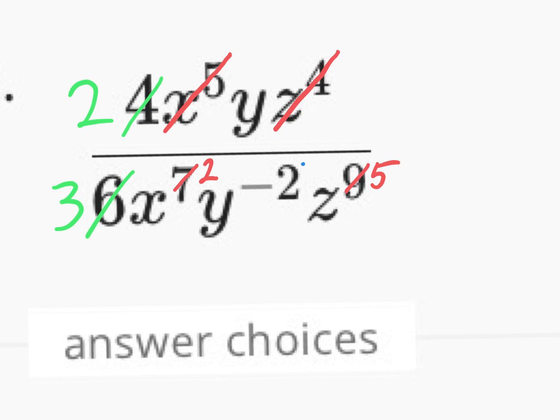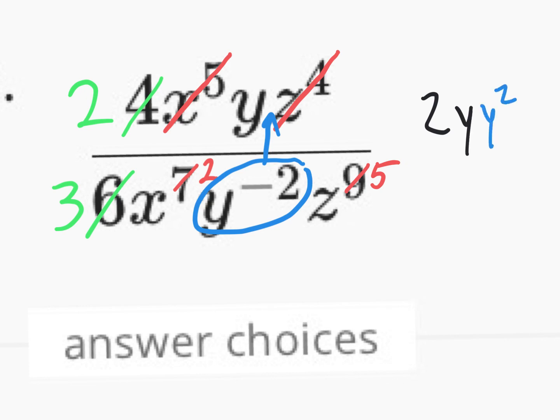How about the y's? I can't cancel the y's. I have a negative exponent down here that needs to be moved up there. So what I have left is a 2 up on top, a y, and then the y that I just moved over, 3 x to the 2nd, z to the 5th. Again, 3 x to the 2nd, z to the 5th.